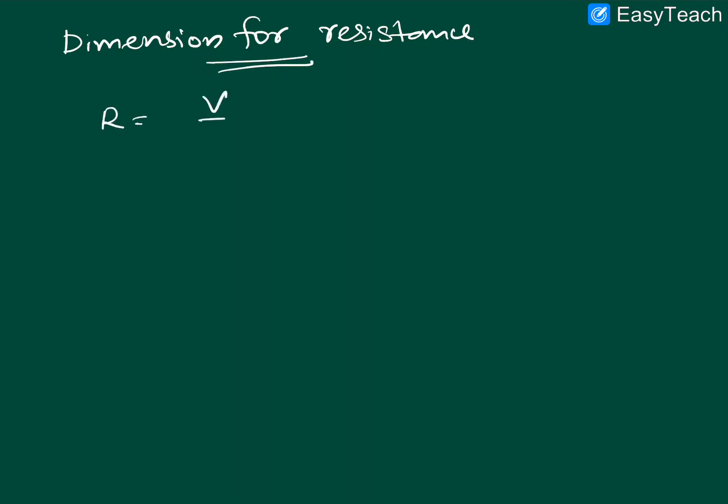You are having R is equal to V by I. Okay. What is actually V? V is nothing but electric potential. Potential is nothing but some amount of work done, as we discussed in the previous chapter. So its dimension will be that of work done. And what is I? I is equal to Q by T.